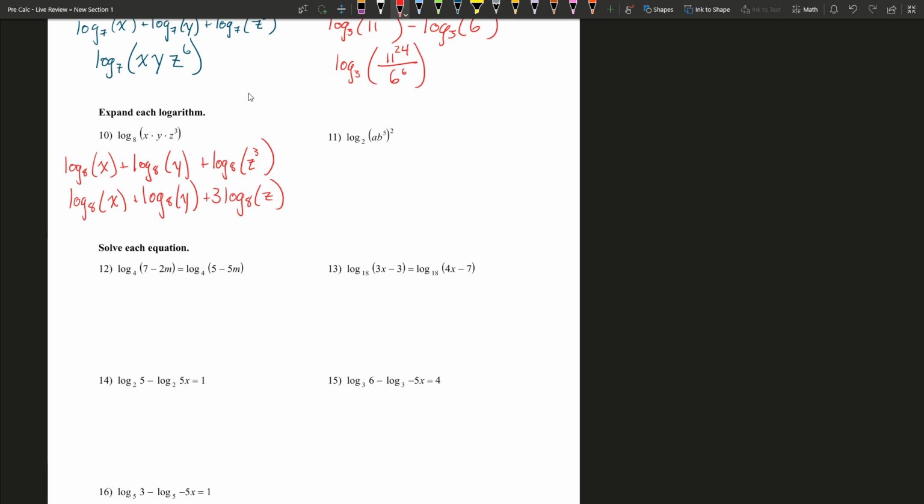On number 11, there is a power 2 that goes to everything inside. So what we should do first is take this 2 and put it out front. Like so. So we have 2 log base 2 of a b to the 5th. Now we have a product of two things. We have a and b to the 5th. So we can rewrite this as 2 times log base 2 of a plus log base 2 of b to the 5th.